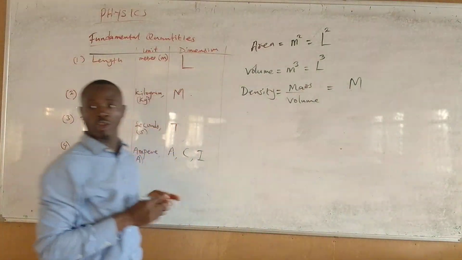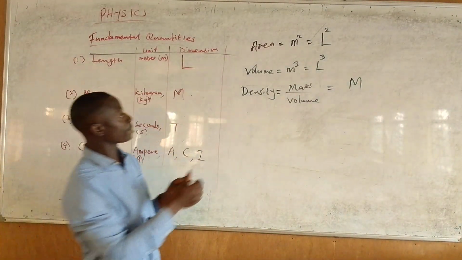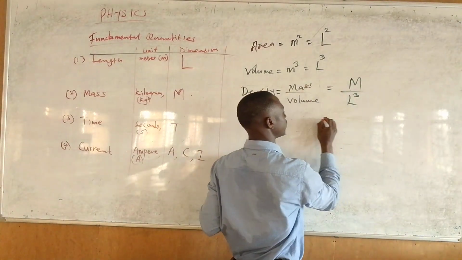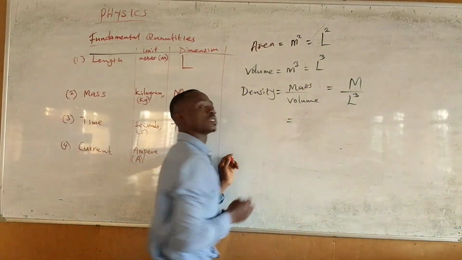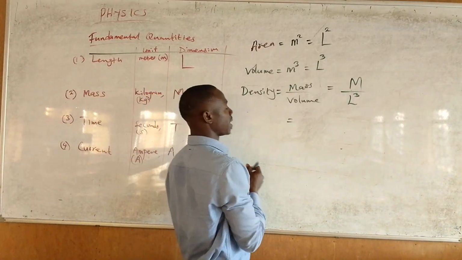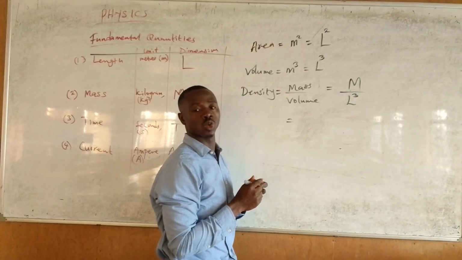M. Then volume. What is the dimension for volume? Just transfer. The dimension for volume is L raised to the power of 3. Now let's apply indices. Anything raised to the power of minus is 1 over that thing.